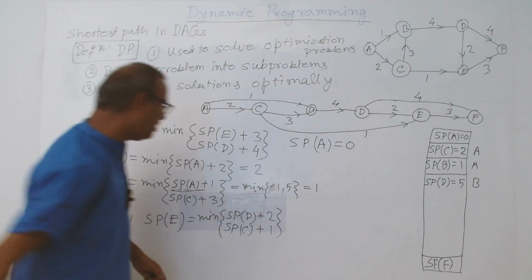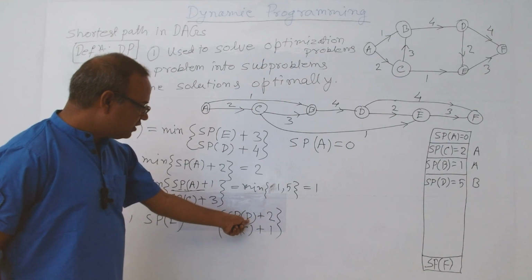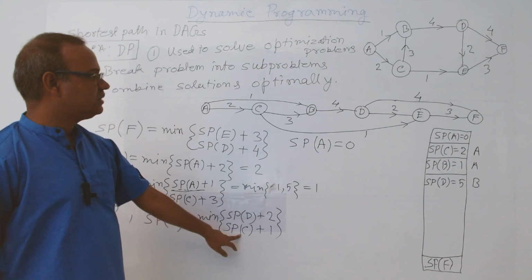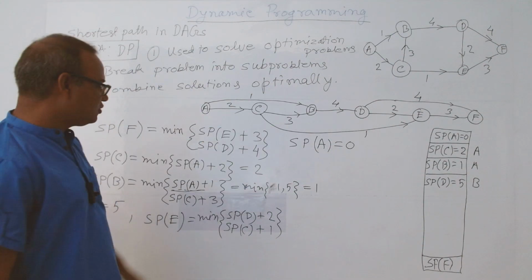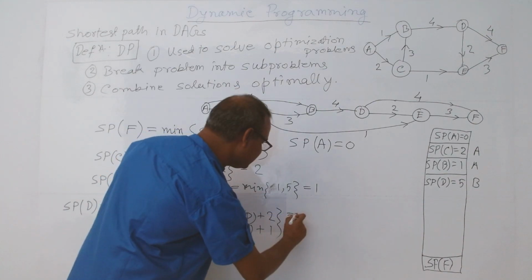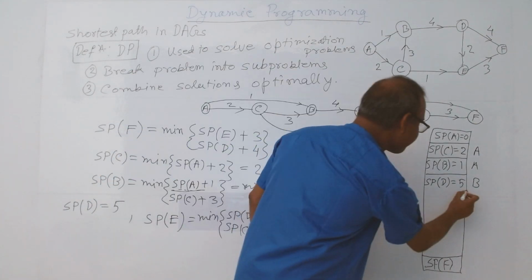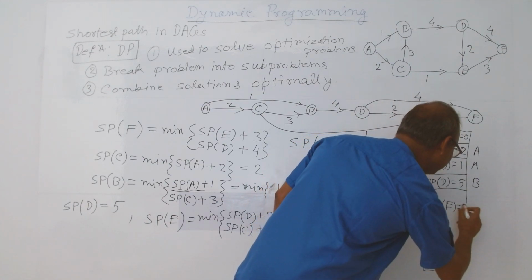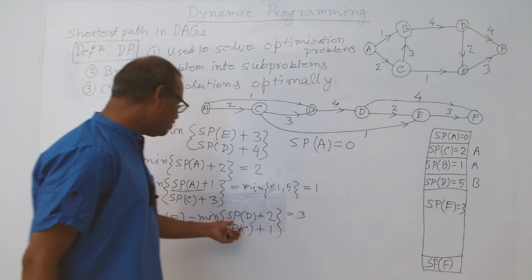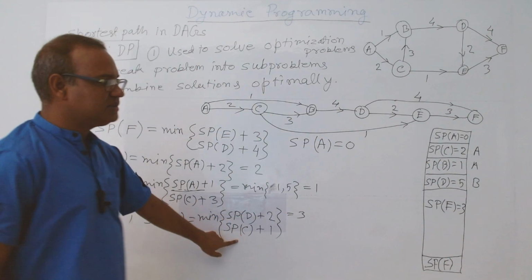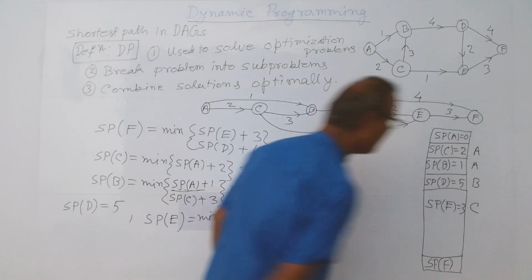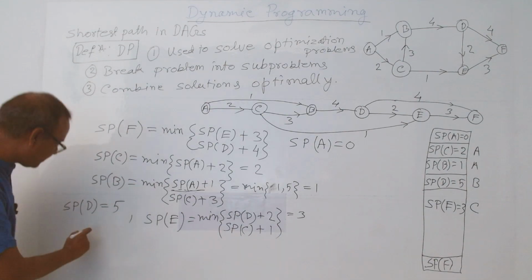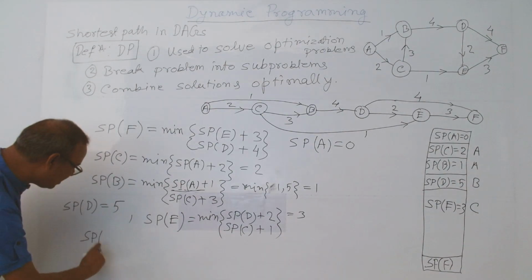Okay. Now SP at D, we already know. Look up the table. This is 5. 5 plus 2 is 7. SP at C is 2. 2 plus 1 is 3. Minimum is 3. So SP at E is equal to 3. And from which option? It is coming from C. Now we have to compute one more shortest path at F.